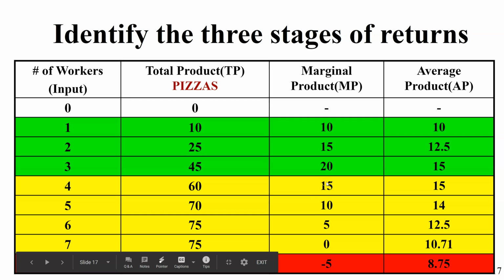They've experienced negative growth, or growth at a decreasing rate, by the 4th pizza. And we see the same thing with average product. So this is the 3 stages of these returns, in terms of total product continuing to rise through the green and yellow levels until marginal product goes negative. Then that's where total product starts to decrease as well.